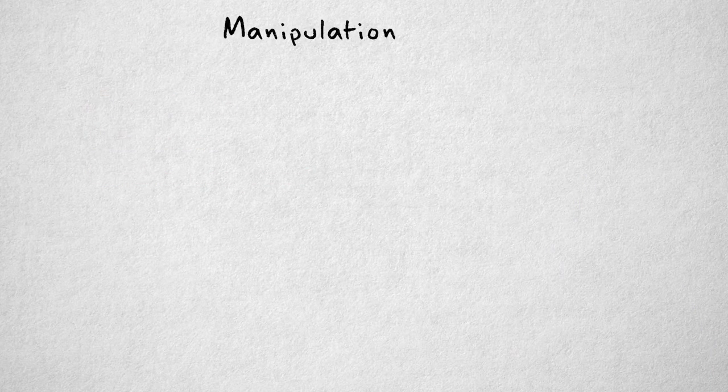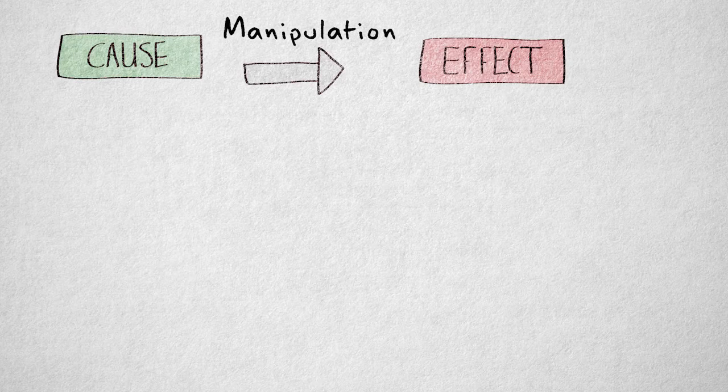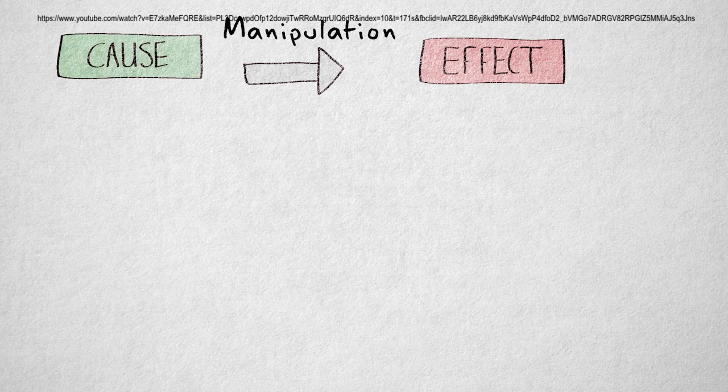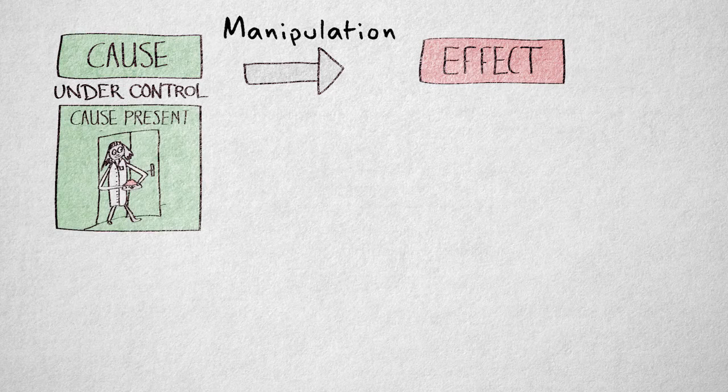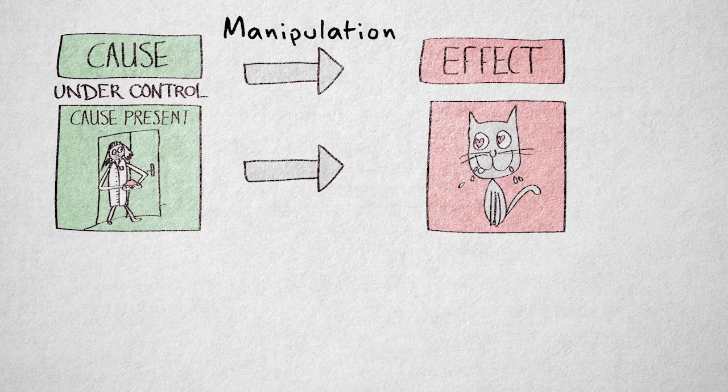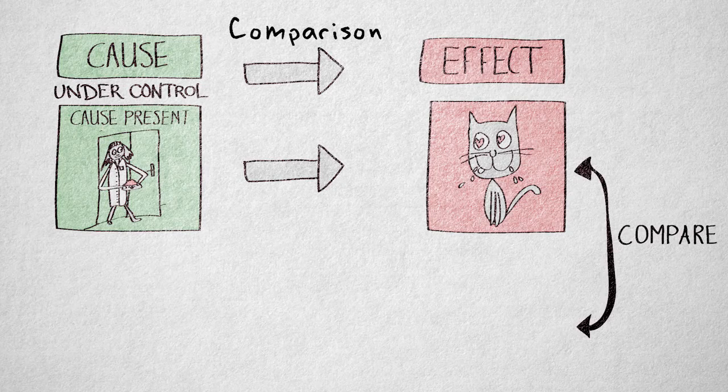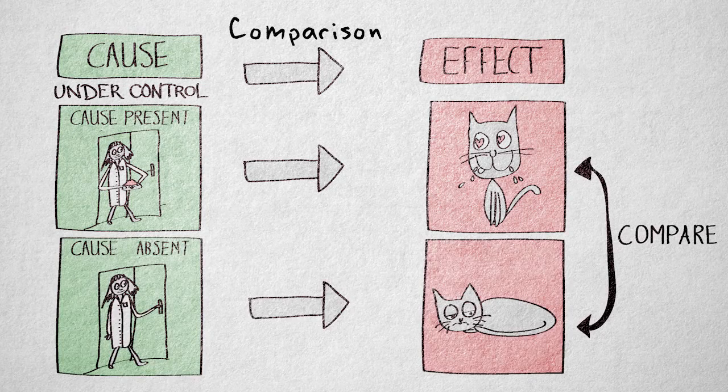Let's start with manipulation. If you want to show a causal relation, the strongest possible empirical demonstration is one where the cause is under your control. If you can create a situation where the cause is present, a causal relation is more plausible because you can show that it precedes the effect, eliminating an ambiguous temporal precedence. What about comparison? Well, causality is even more plausible if you can compare to a situation where the cause is absent, showing that the effect does not occur when the cause is absent. This also eliminates the threat of maturation.